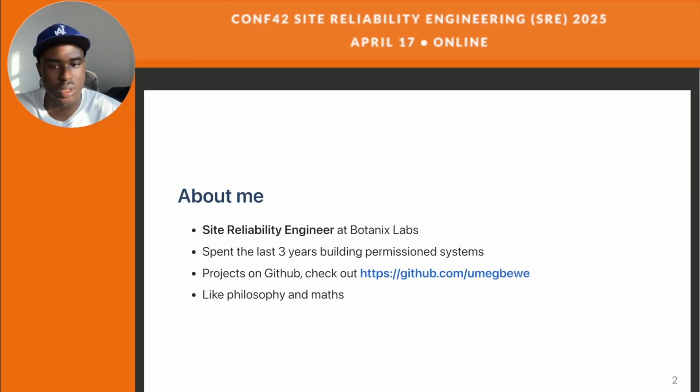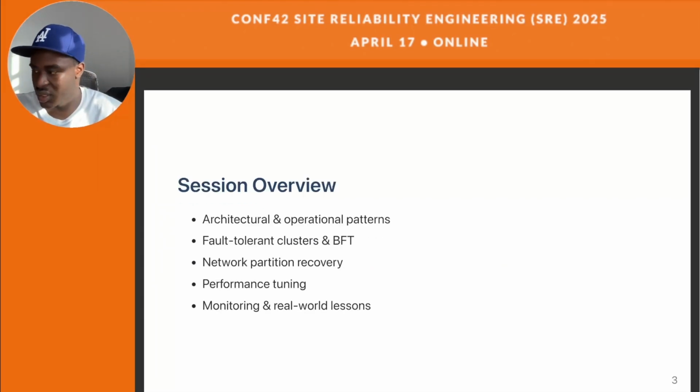So in this talk, we're going to explore architectural and operational patterns that can help keep your Fabric network highly available and resilient to failures. I'll walk you through everything from how to cluster nodes and fault tolerance, to handling Byzantine scenarios, to practical performance tuning. And maybe in the end, we'll talk about reward ethics. Yeah, this is the session overview.